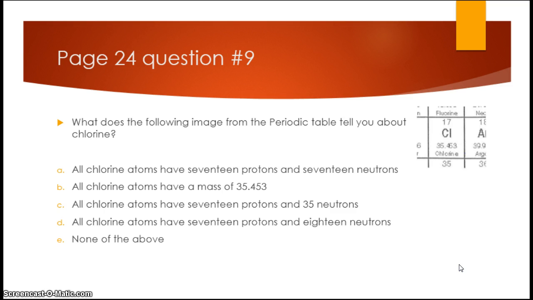All right, hopefully that's enough time. So we'll look at question 9 here. I like this question because it tells us a lot about some common misconceptions about atomic mass and where students mix up atomic mass and atomic number.